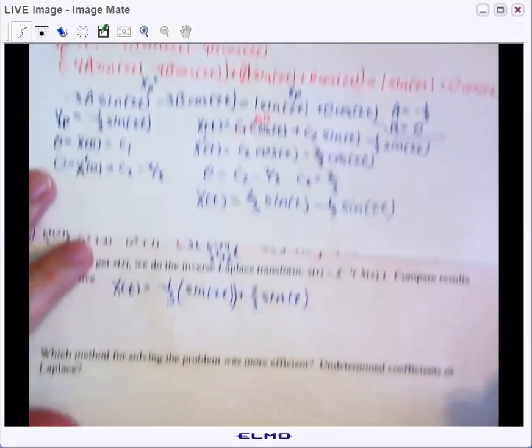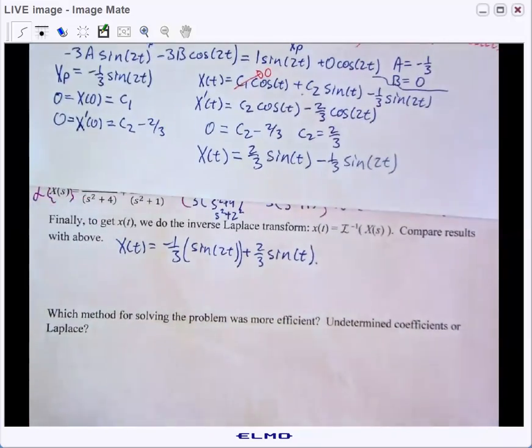Cool. So I'll let you think about this. Which method was more efficient, the undetermined coefficients or the Laplace transform way?